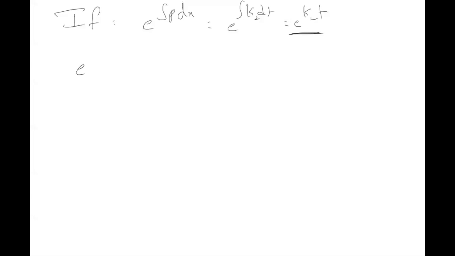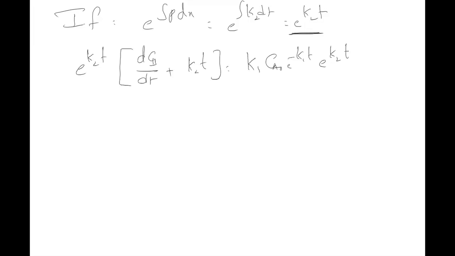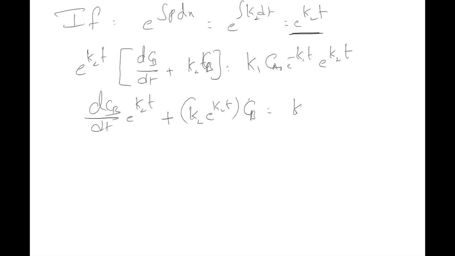So multiply this integrating factor on both sides by e power k2t. dCB by dt into e power K2 into T plus K2 into e power K2 into T into CB is equal to K1 into CA naught into e power minus K1T into e power K2 into T. So this is the equation.